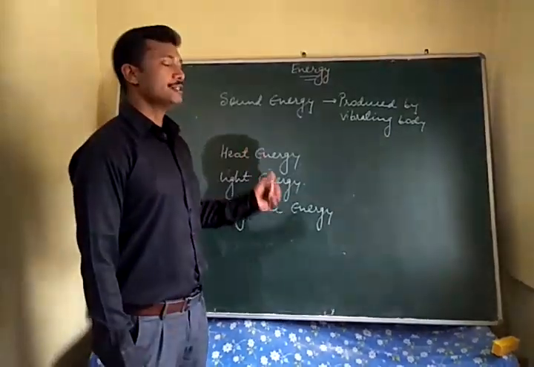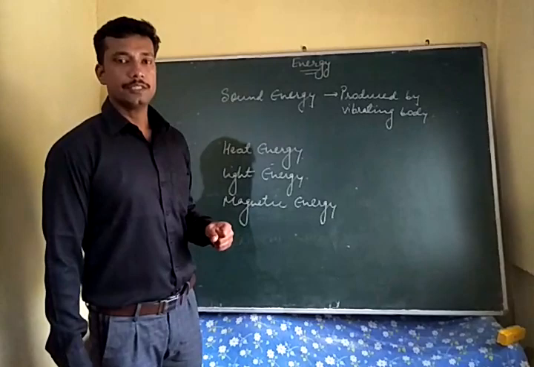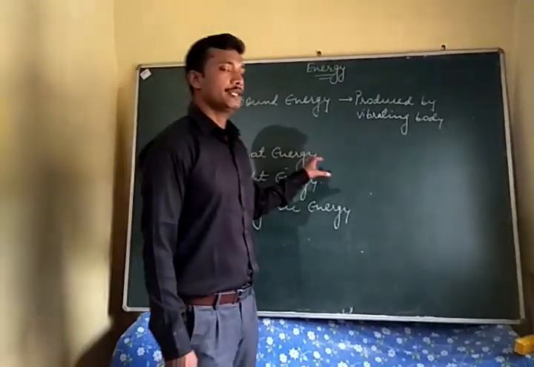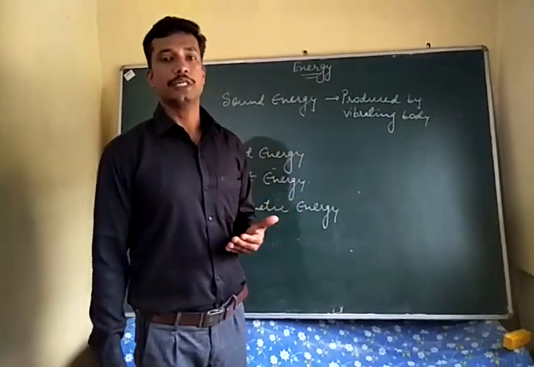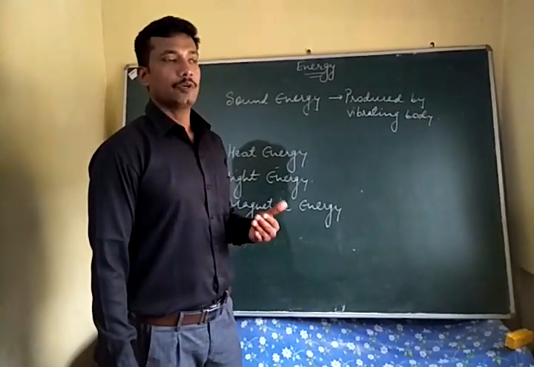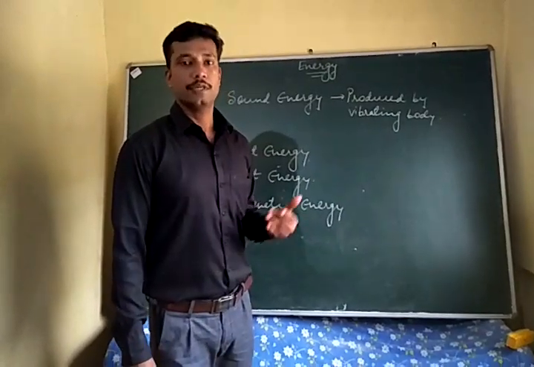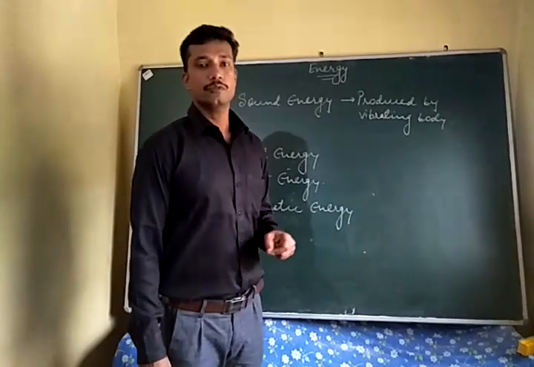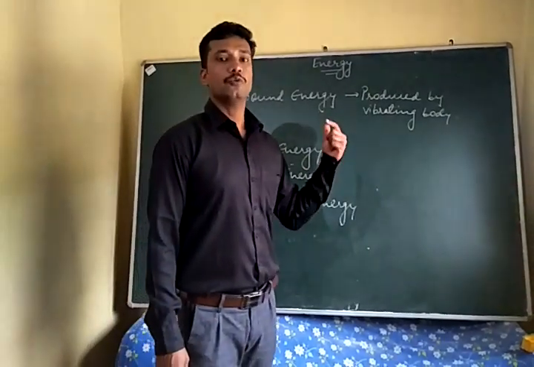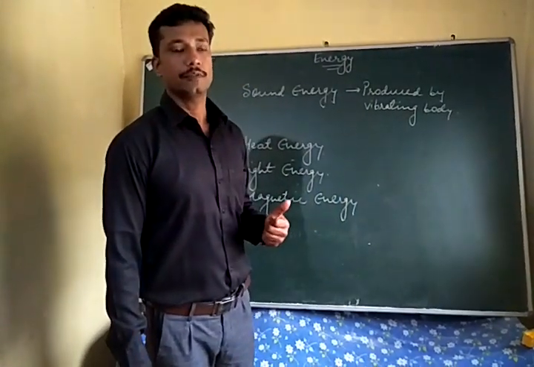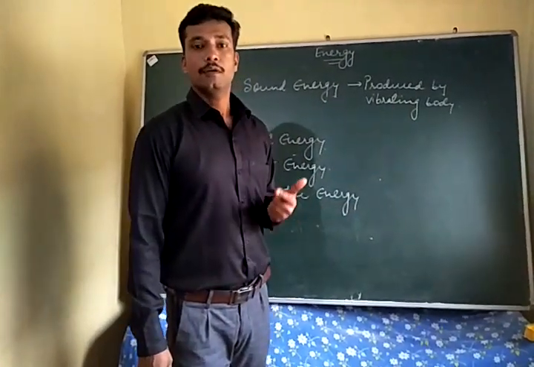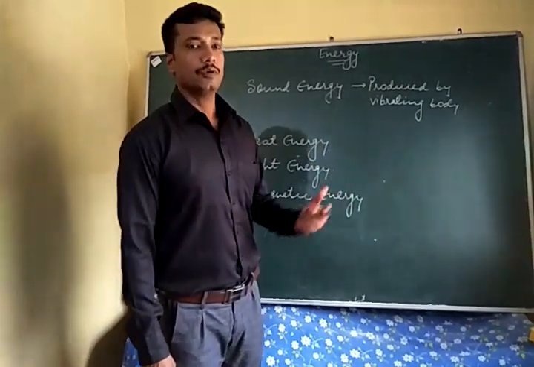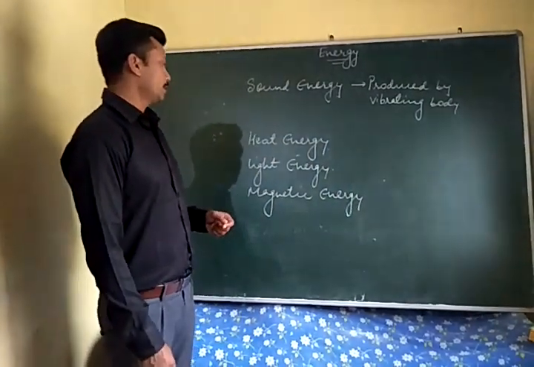Then we have light energy. Light energy is another very important form of energy, and because of this light energy, we are able to see. Whatever we can see around us is due to light energy. Sometimes light energy can also be converted into electrical energy, as you can find in the solar panel, where light energy is converted into electrical energy.